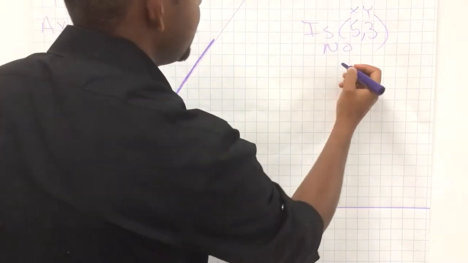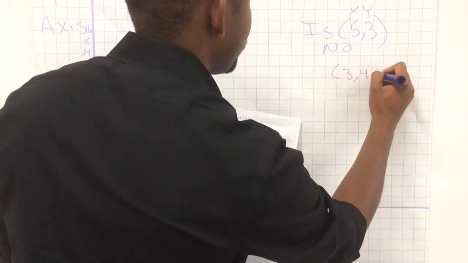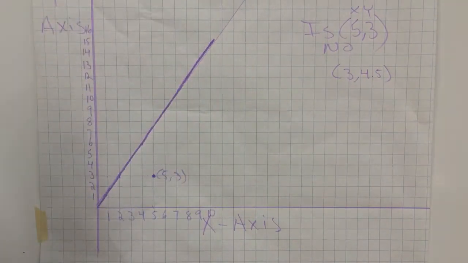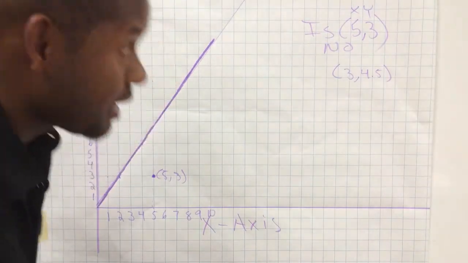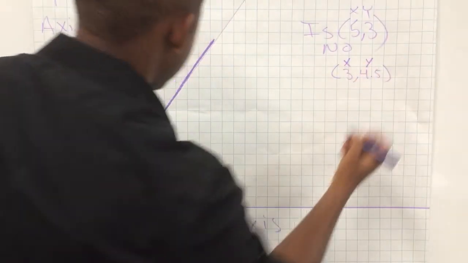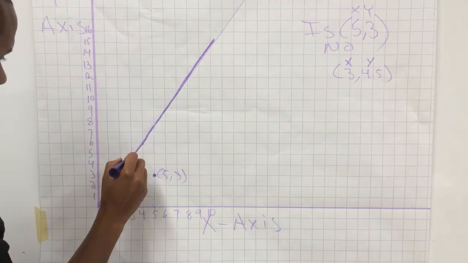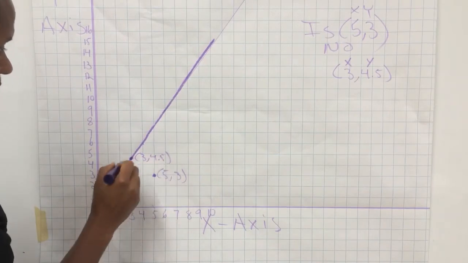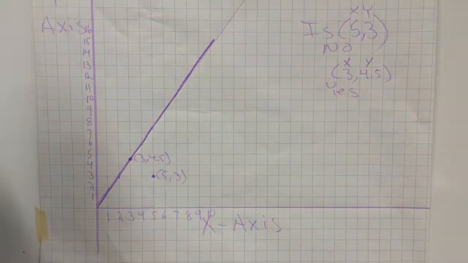So next question. Is the point 3, 4.5 a solution to this graph? Check it out. Hopefully, you just came up with an answer. Again, so you said, all right, let me look at this. Well, I know x is 3 and y is 4.5. X is 3, y, here's 4, here's 4.5. Ooh, that looks good. 3, 4.5. It's on the line. It is a solution. Yes.